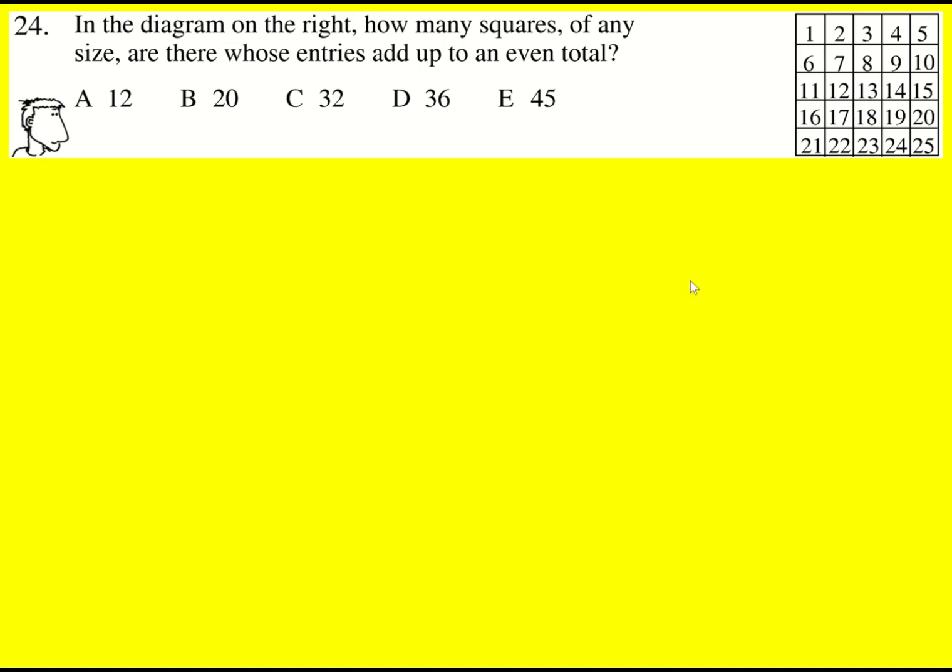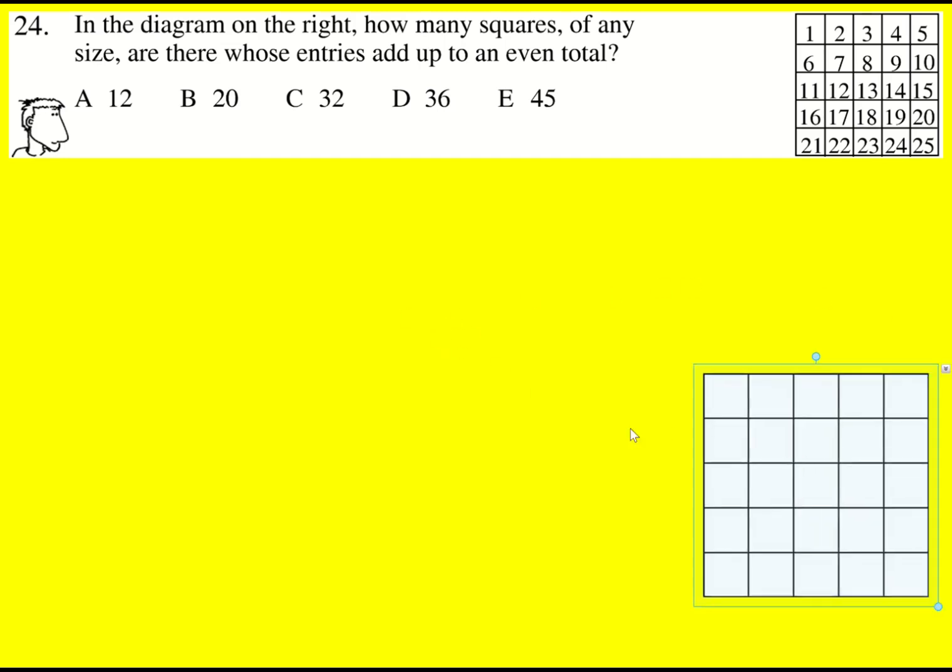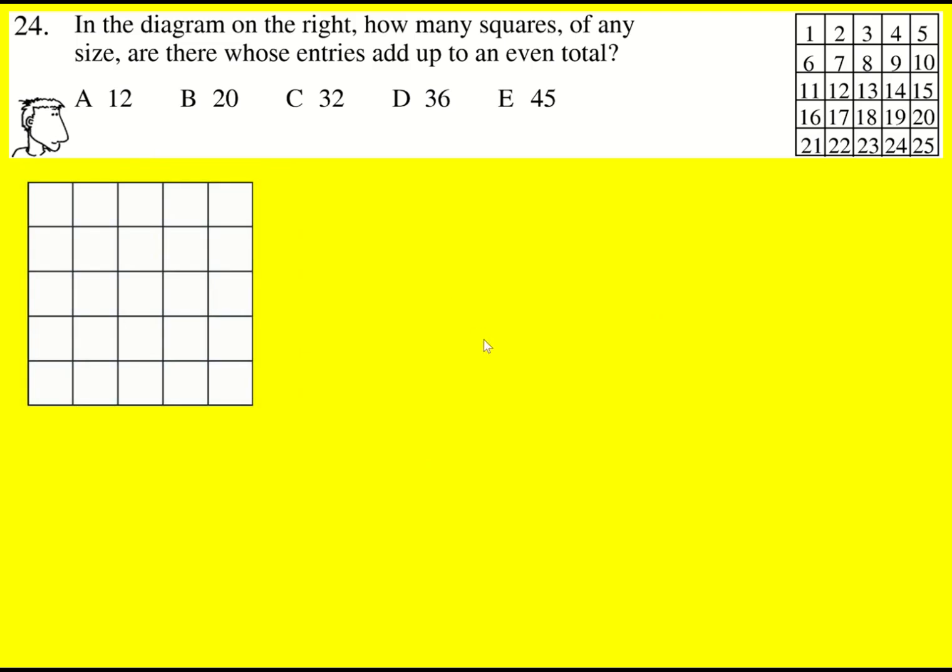Tends to be some sort of counting number in these challenges, and here it is. So we've got a diagram and we're asked how many squares of any size are there whose entries add up to an even total. So we could use a square that's 2 by 2, could even use a 1 by 1 square, or we could use 3 by 3, 4 by 4, or a 5 by 5.